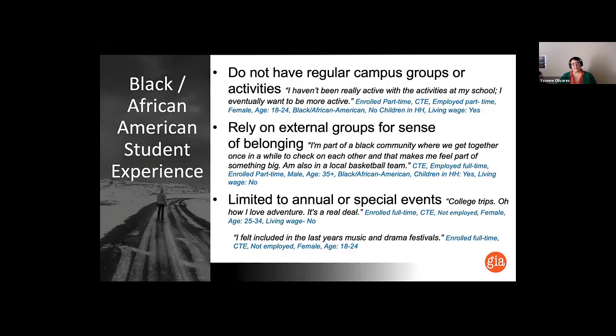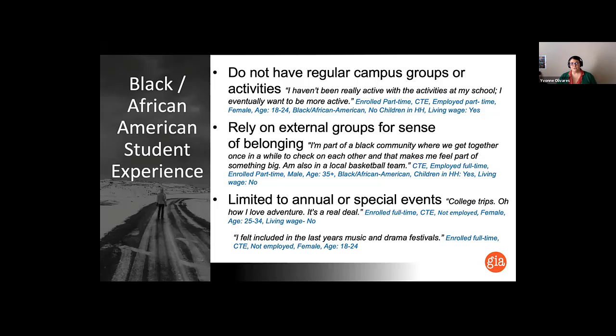Students who do talk about having a sense of belonging get this sense of belonging from groups external to the colleges. A student told us, "I'm part of a Black community where we get together once in a while to check in on each other, and that makes me feel part of something big. I'm also in a local basketball team."